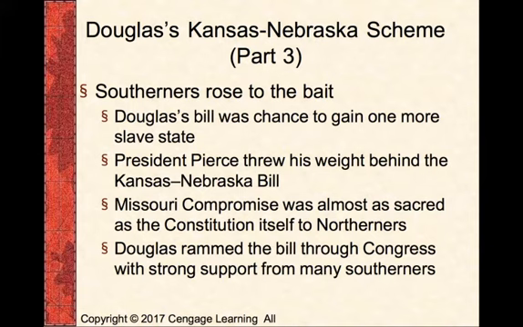So Southerners rise to the bait. Douglas's bill was a chance to gain more slave states for the South, and President Pierce threw his weight behind the Kansas-Nebraska bill as well. Now, for Northerners, the Missouri Compromise was almost as sacred as the Constitution itself. But Douglas rammed the bill through Congress with strong support of many Southerners.